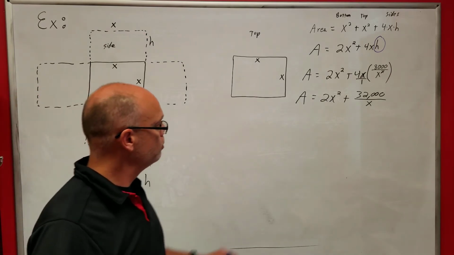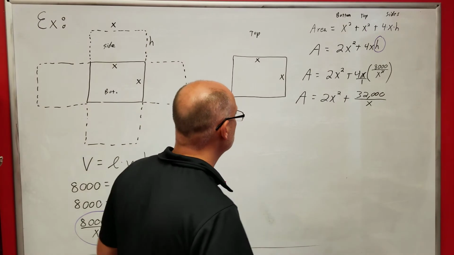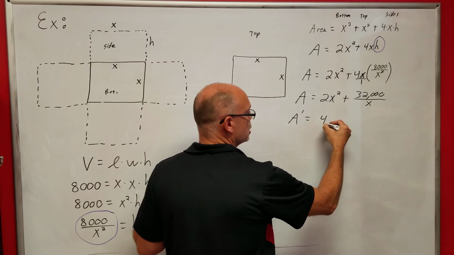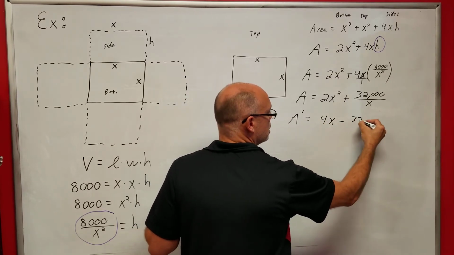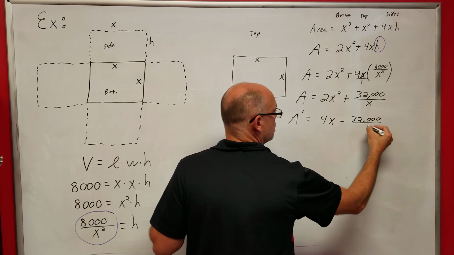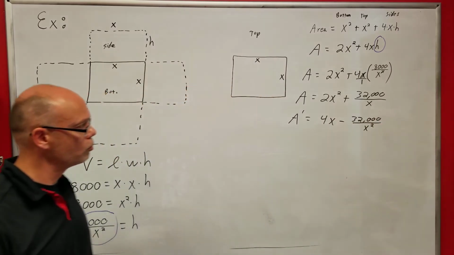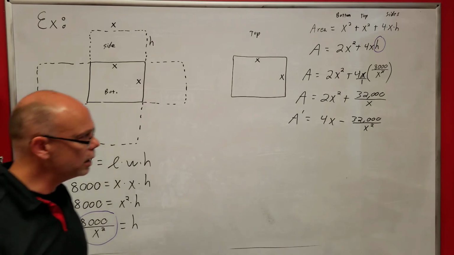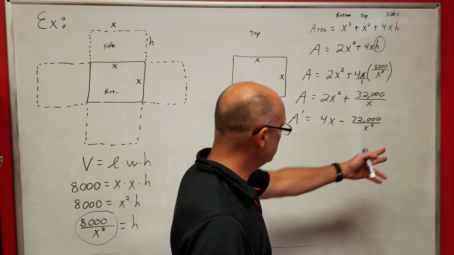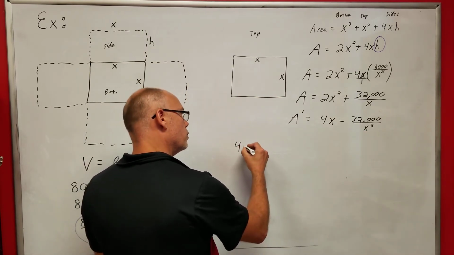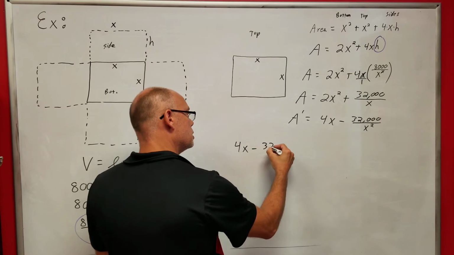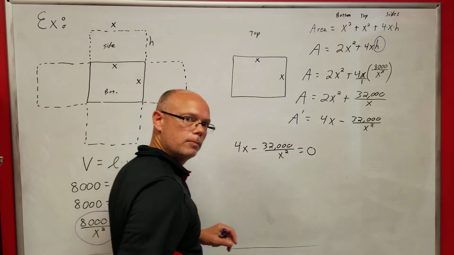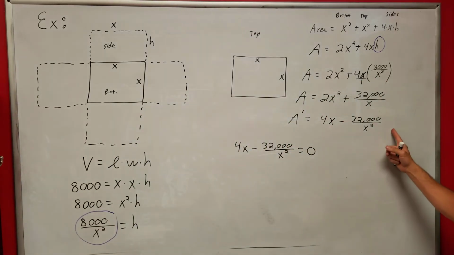All right, now what do I need to do? I need to maximize or minimize. So what do I do? I take a derivative, right? So that's 4x minus 32,000 over x squared. Well, let's find my critical points. So find out where your derivative is equal to 0 and find out where it's undefined. So I'm going to take 4x minus 32,000 over x squared, my derivative, set it equal to 0. And I'm going to find where this derivative is undefined.